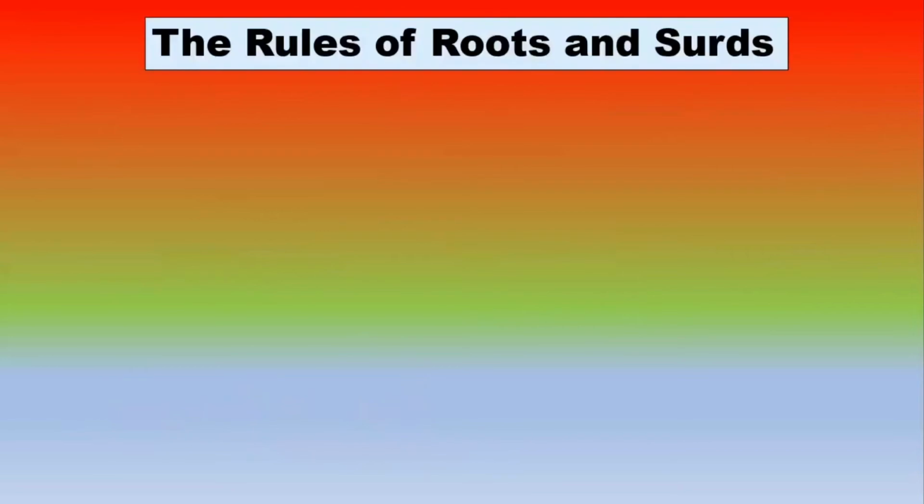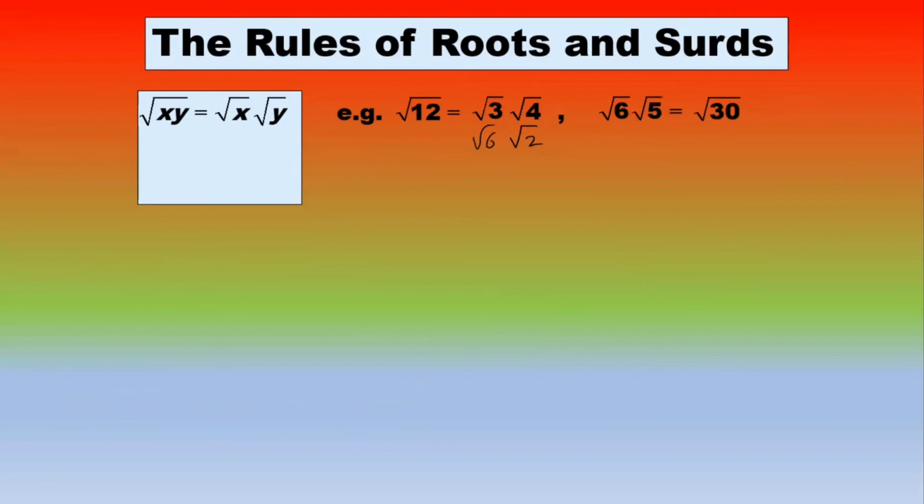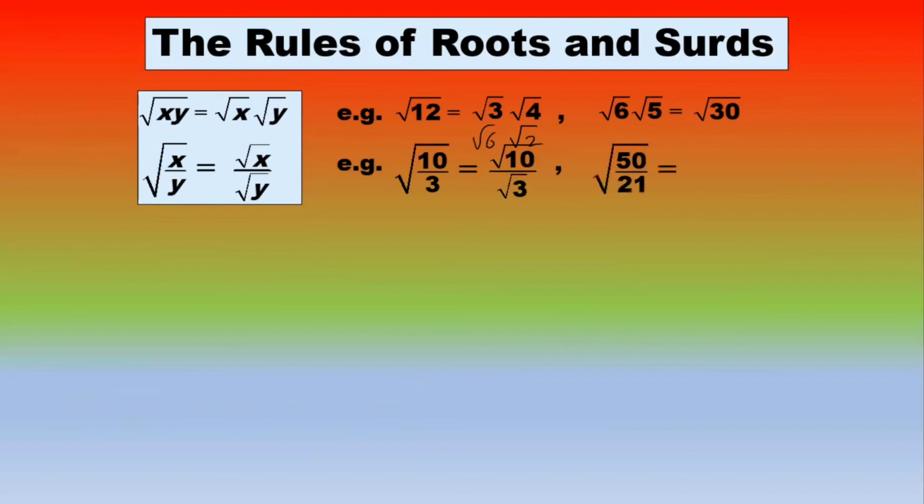Let us understand the rules of roots and surds. Root of xy is equal to root x into root y. For example, root of 12 is equal to root of 3 into root of 4. This can also be written as root of 6 into root of 2. Then root of 6 into root of 5 is root of 30, since 6 fives are 30. Root of x upon y is root x upon root y. For example, root of 10 upon 3 is root 10 upon root 3. Root of 50 upon 21 is root of 50 upon root of 21.